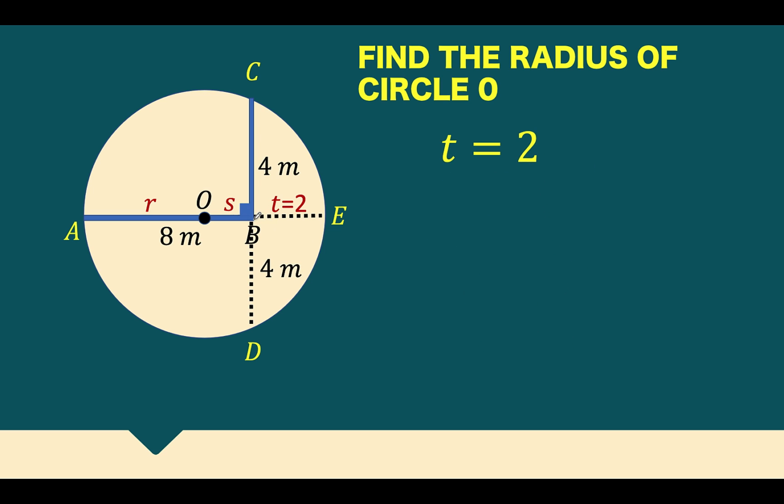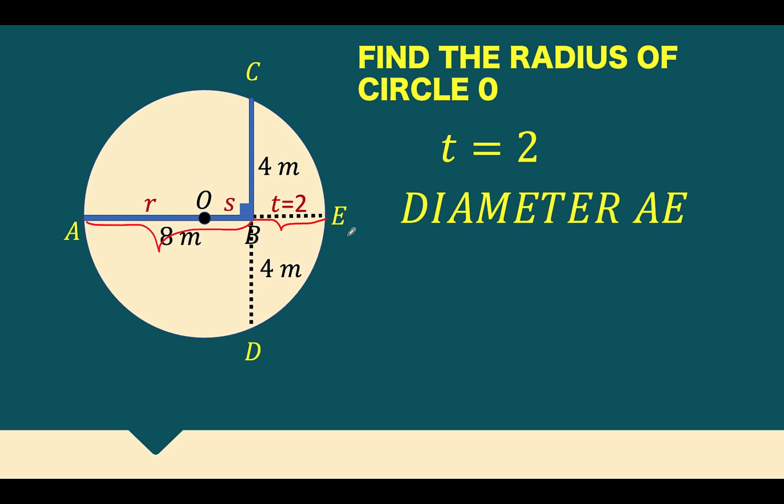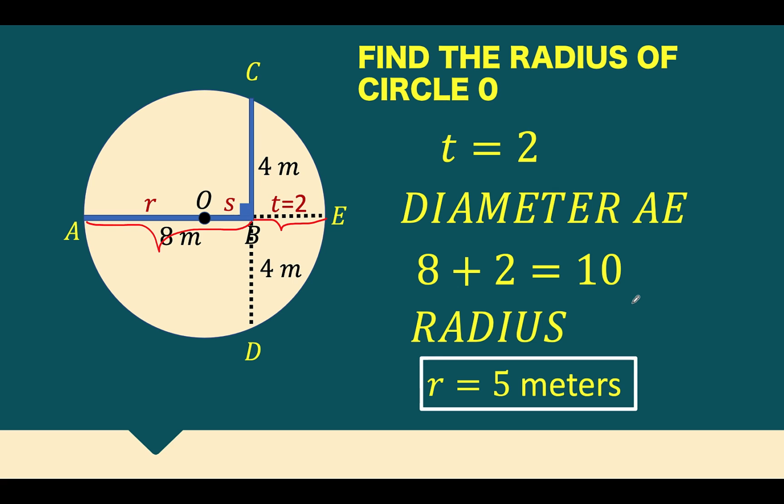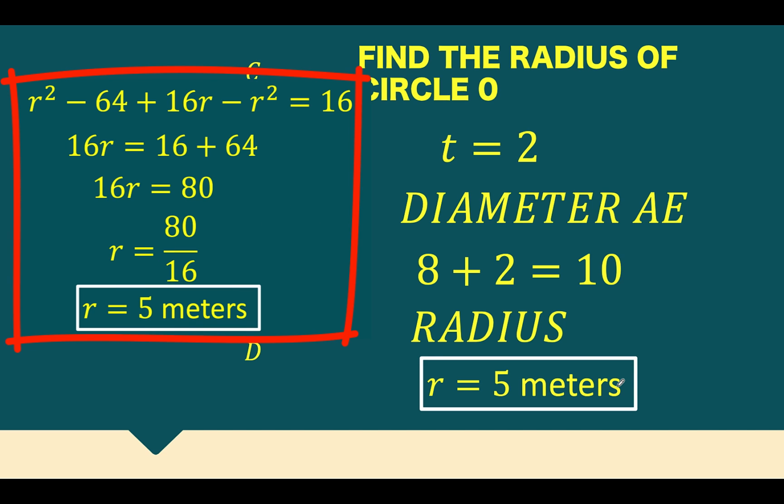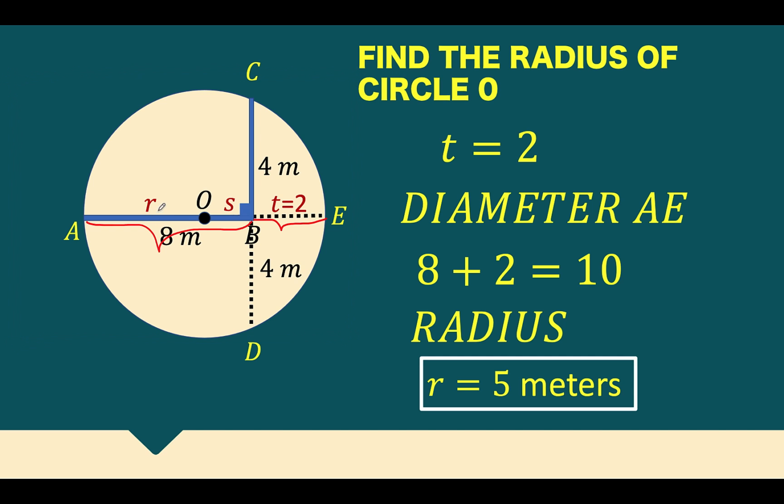So we now know that the length of segment BE is 2 meters. It was given that the length of segment AB is 8 meters. So the diameter of our circle O is 8 plus 2 or 10 meters. And when we divide the diameter by 2, we have the measure of the radius, which is 5 meters, which is also consistent with our previous result. So in both ways, we arrive at the same answer, 5 meters for the radius of this circle O.